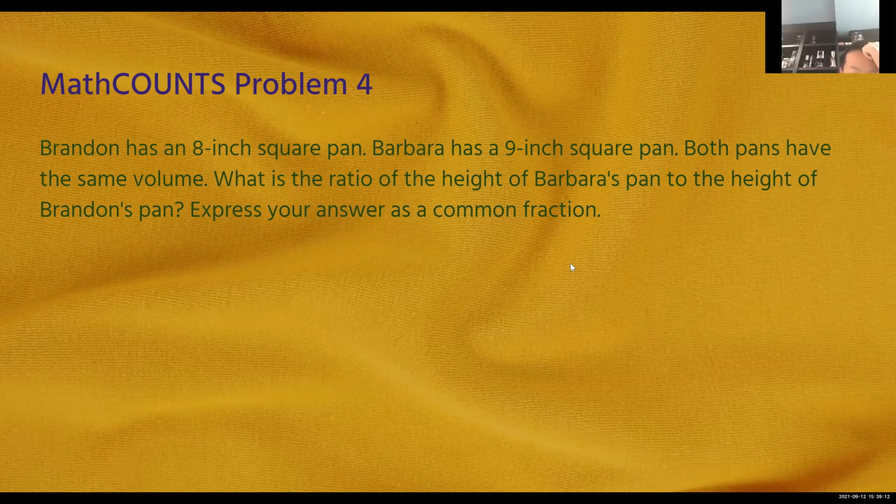Wait, what is a common fraction? A common fraction just means it's simplified as far as you can, but it's not a mixed number. Like 3/2 would be a common fraction. So it's just an improper fraction if it's greater than 1. Is 8-inch the volume? You have a square pan, so that's 8 inches, 8 inches, and then some height that we don't know. Oh, but okay, you can find the ratios.